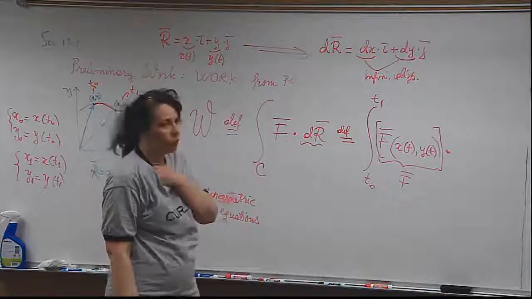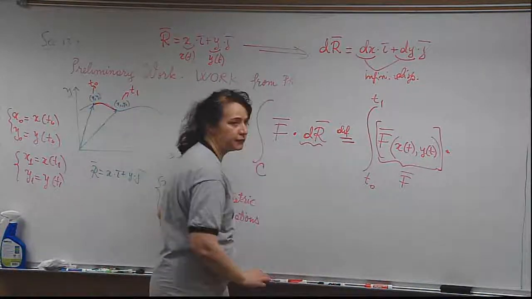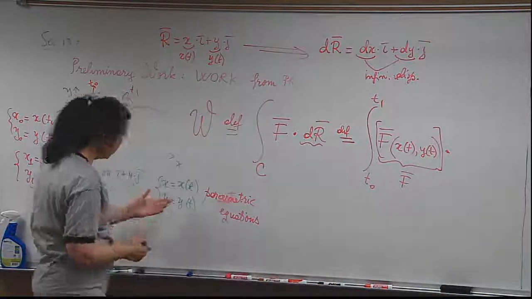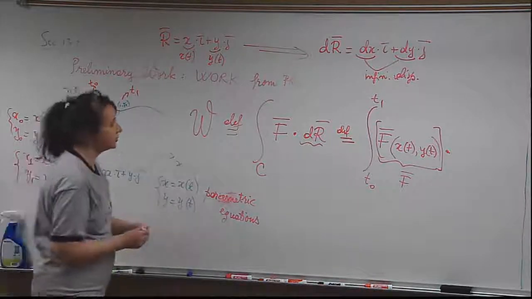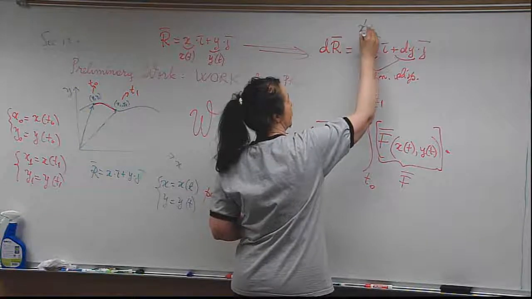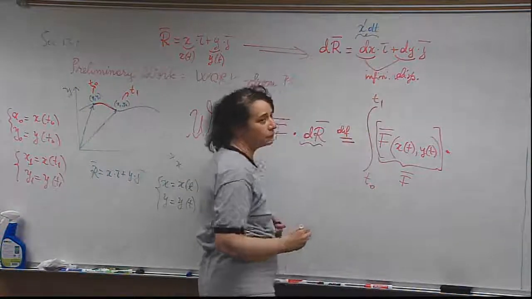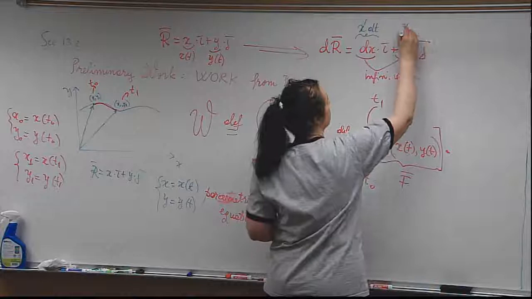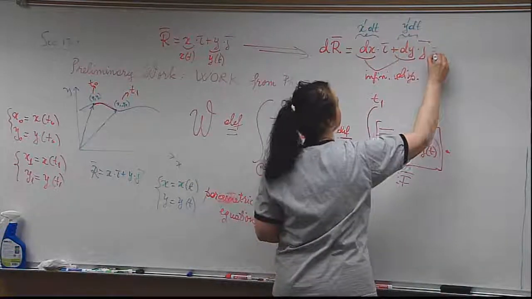Infinitesimal displacement. What is an infinitesimal displacement in terms of time? Well, we have our parametric equation. So dx as a differential is just x prime dt, like in the u substitution. dy is just y prime dt. So let me write this down again.